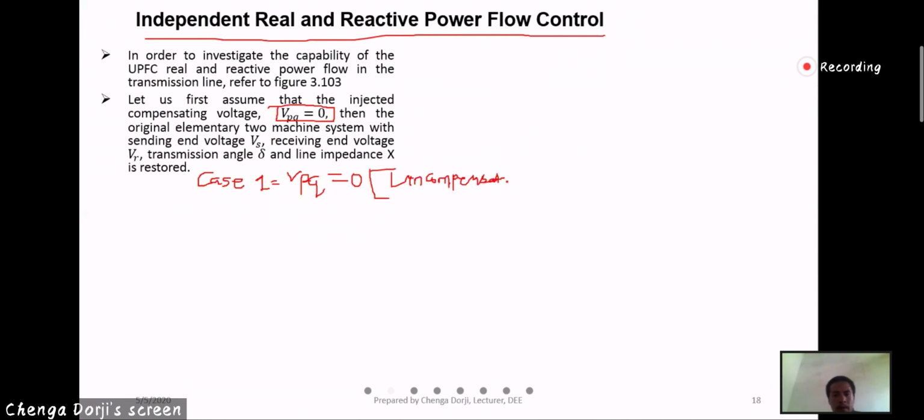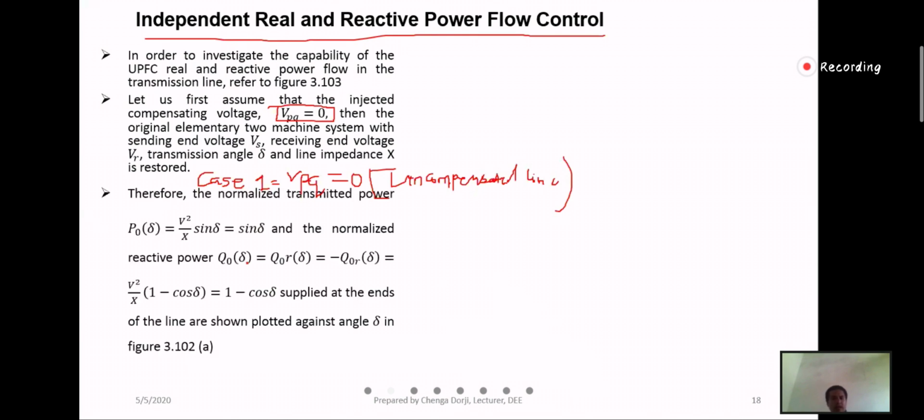Uncompensated line. So then what will be your power? Power will be given by, so here, in this case, the normalized power PO will become this, and then QO will become this. So this is your case one, uncompensated and compensated in the version. Then another thing will be there. So it is becoming like this.